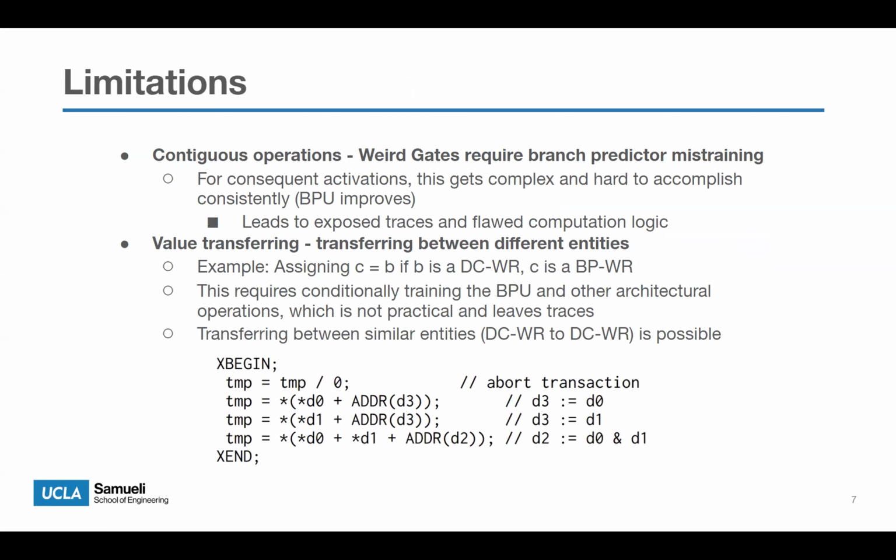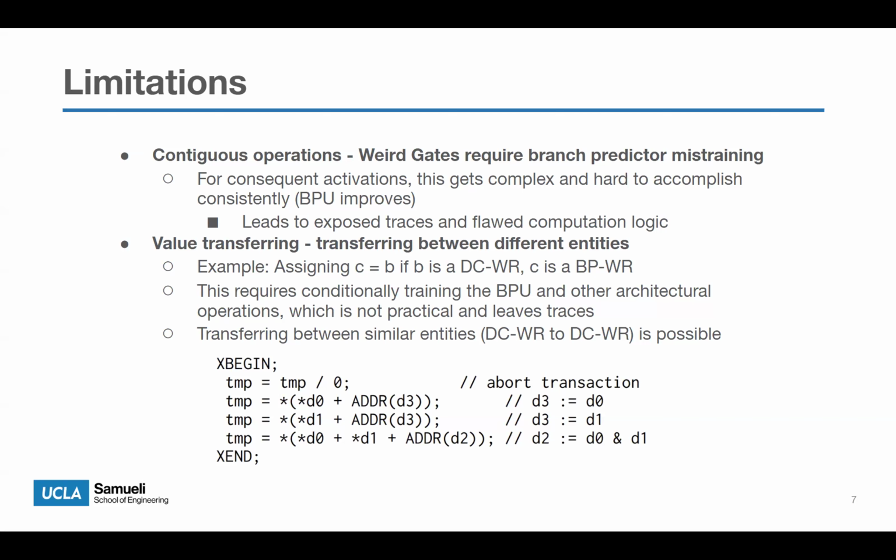So the first big issue is that with consecutive activations, we require mispredictions in order to create that speculative window that the weird gates need to execute. And if we want to continuously have the branch predictor mispredict, that means we need to train it to mispredict, but it also comes with an issue because of branch predictor unit improvements. So with global and even local history, as they improve, we're going to mispredict less and less. And the more they predict right, it's going to expose our traces, since instead of forcing the weird gate code to execute speculatively, it's going to execute non-speculatively, which means it's more exposed.